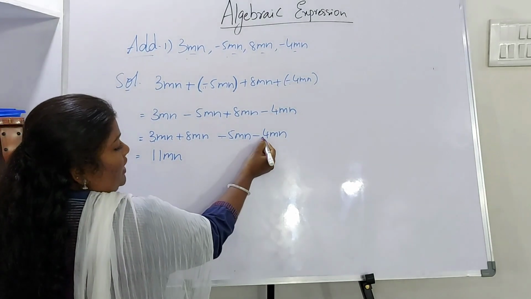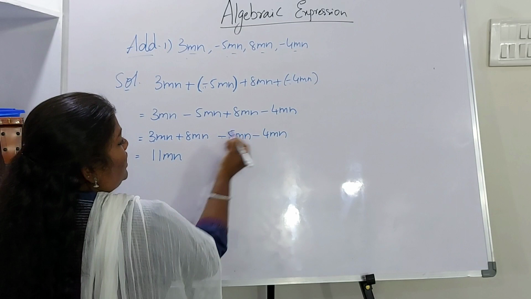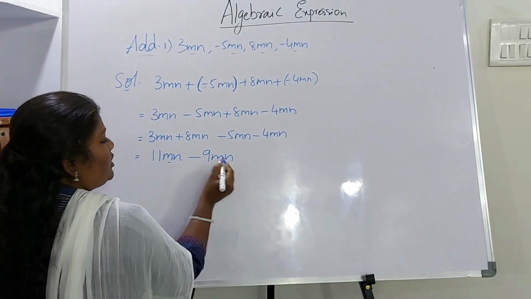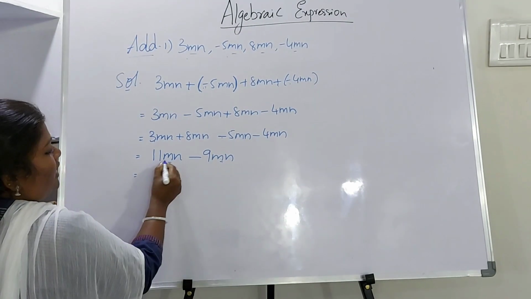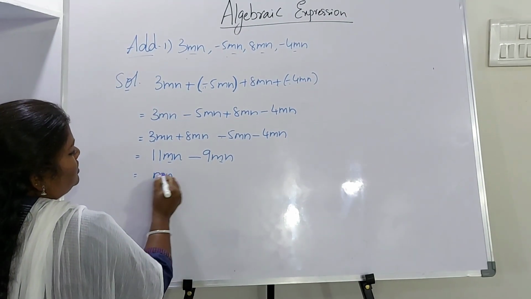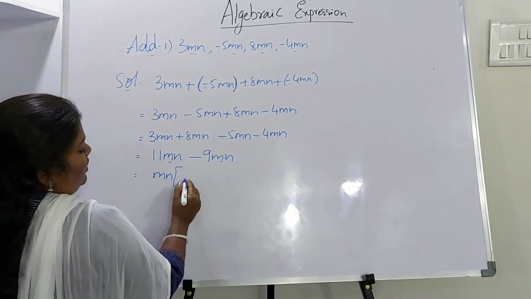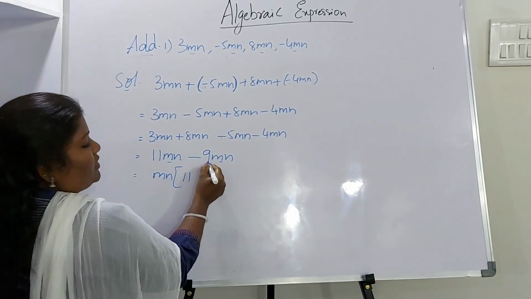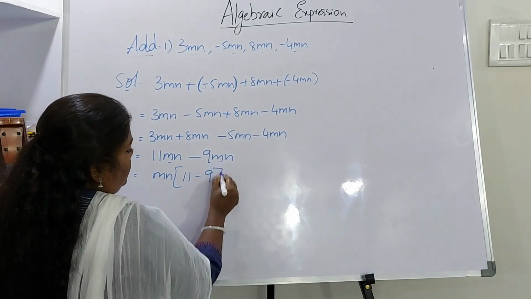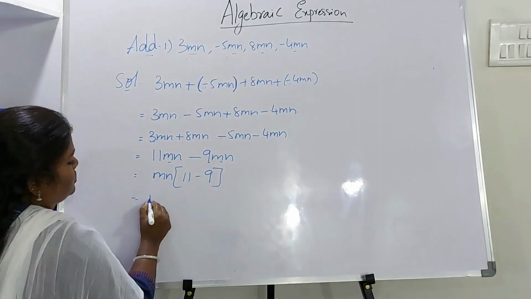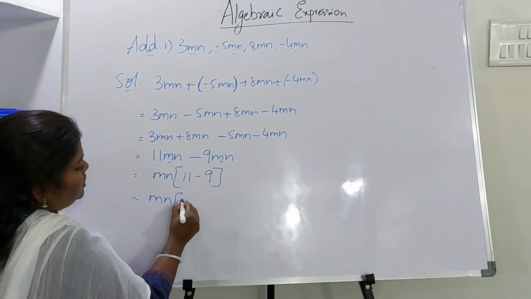Minus 4 minus 5, minus 5 minus 4 is minus 9mn. Now because the variables are the same, you can take the variables out, common out. Now what is the coefficient of mn? 11. What is the coefficient of this? It is minus 9. Now when you simplify, you are going to get 2. So mn, it is 2.